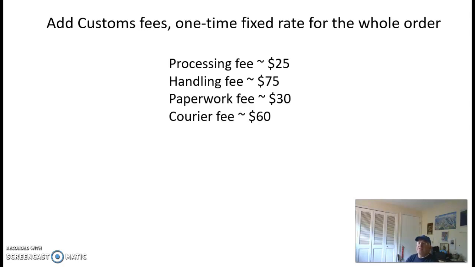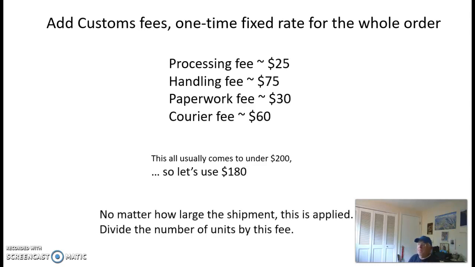That's the second thing that you're going to do. Basically, customs is a handling paperwork fee, and it gets bogged into lots of different little fees. As you can see here, the handling, courier, processing. You have to get documents here and there. The bill of lading has to be included. Rather than get bogged down with that, we're going to just pick a rate, which usually, to me, comes to less than $200. So for our exercise, we're going to use $180 for this one-time rate.